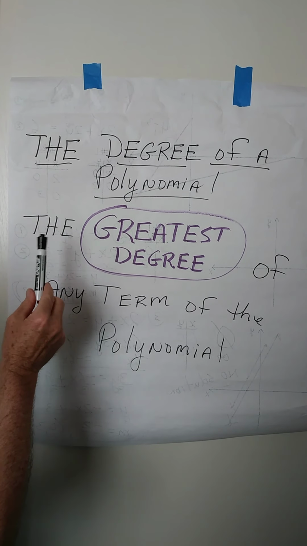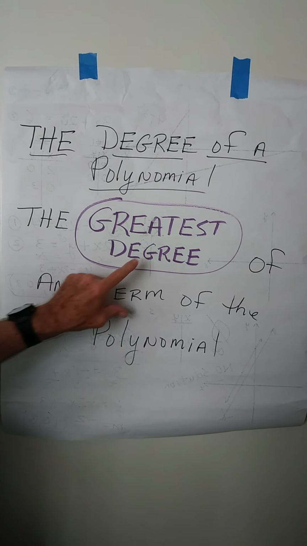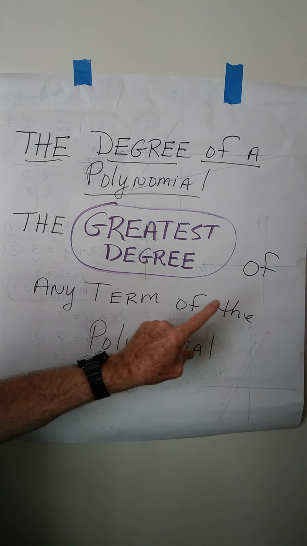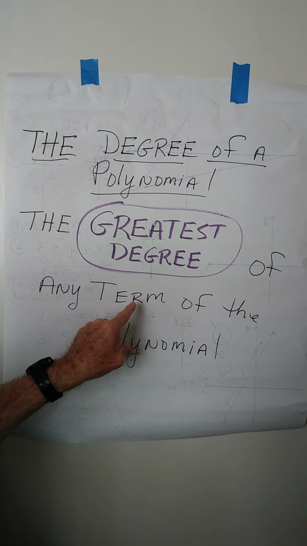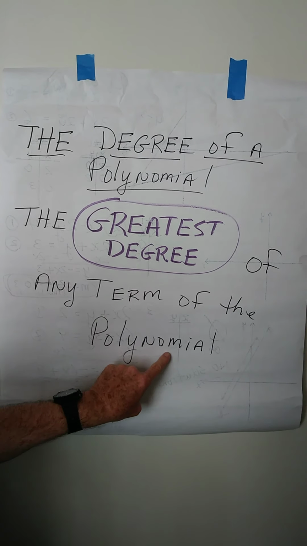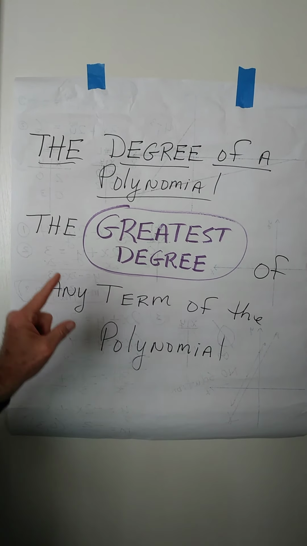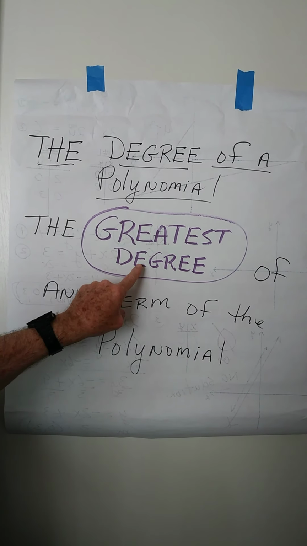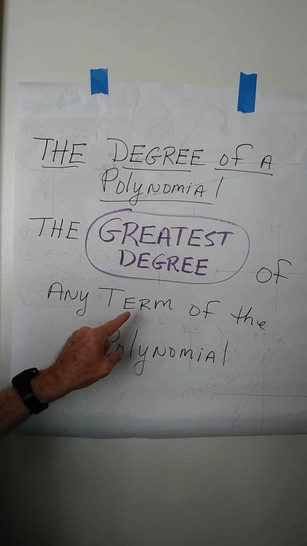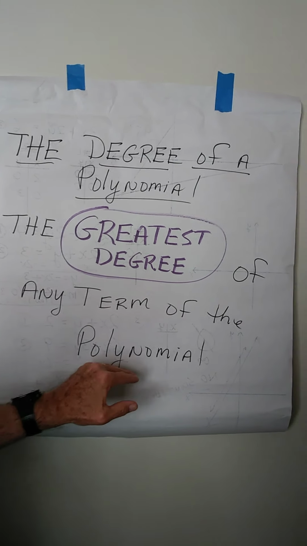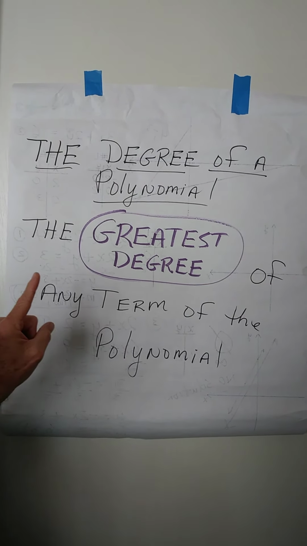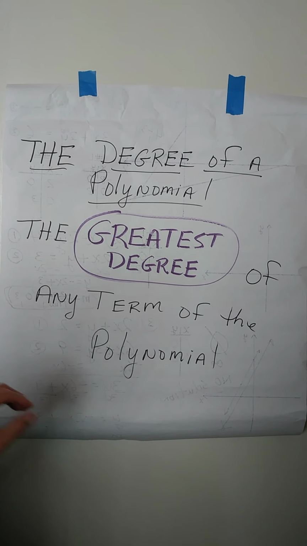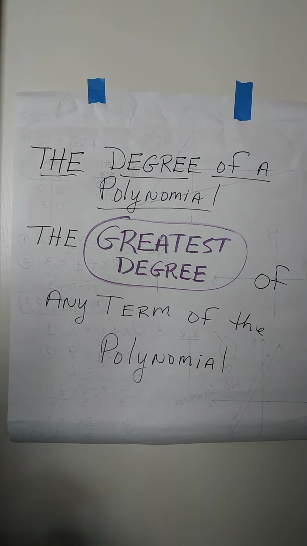The degree of a polynomial is the greatest degree of any of the terms that make up the polynomial. The degree of a polynomial is the greatest degree of any term of the polynomial. Greatest degree of any term that makes up the polynomial.